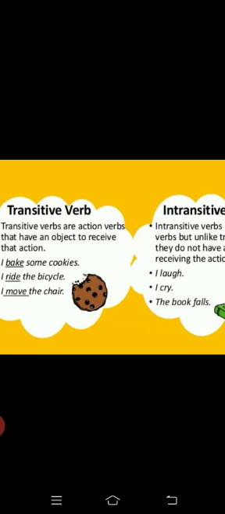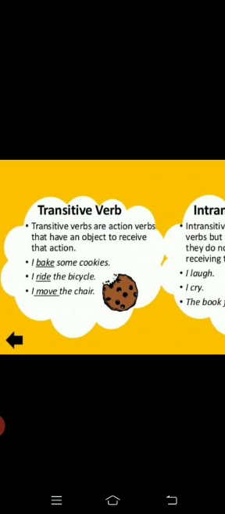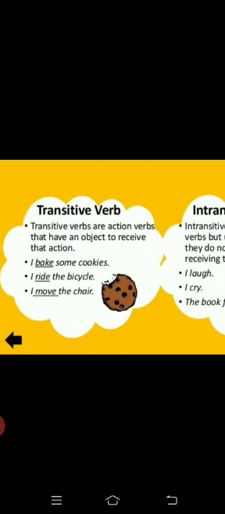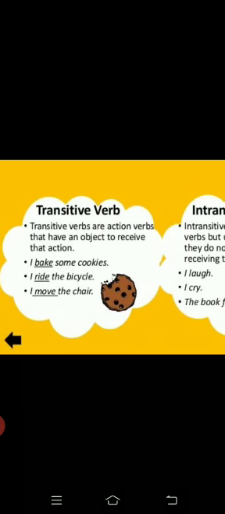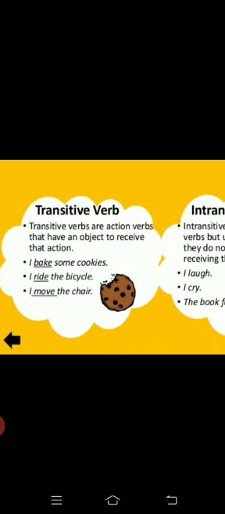If more examples are given, you can see: I bake some cookies, I ride the bicycle, I move the chair. You can see move, ride, and bake, these particular verbs need an object in them to complete or give you the meaning of that particular sentence. So those verbs are known as transitive verbs.